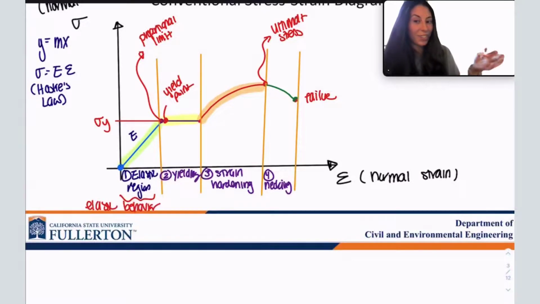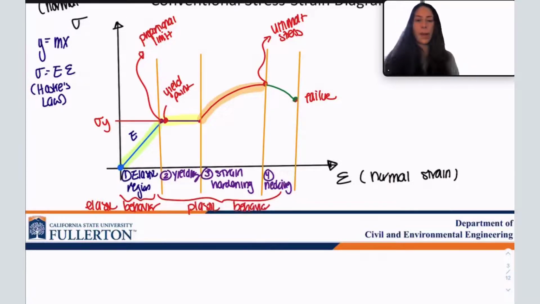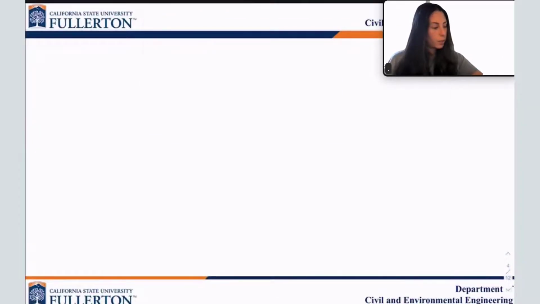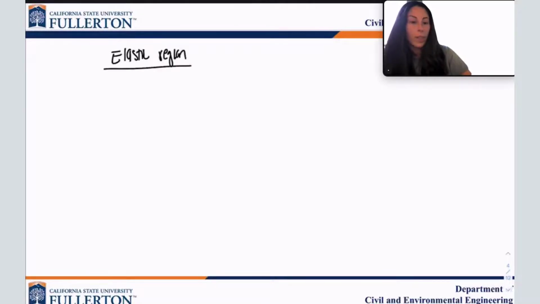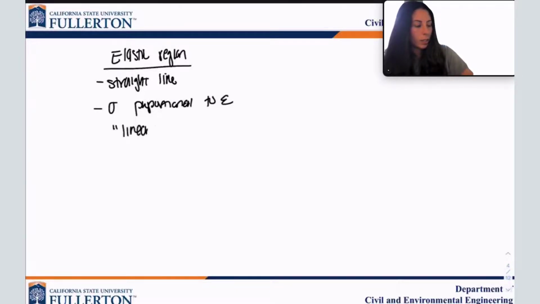Okay, now, all of the behavior here is called elastic behavior. Makes sense because that's the elastic region. Everything else, what's it called if it's not elastic? It's plastic. Okay, remember, you can only use Hooke's law. It's only valid in the elastic region. Okay, now let's talk about a few things about the elastic region. Remember, the elastic region, that's where we have straight line behavior, that proportional relationship between stress and strain. So sigma is proportional to epsilon. Okay, this is called linear elastic.